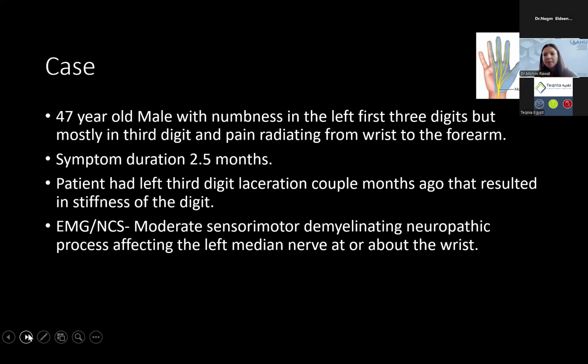So it can be a confusing picture because although this is typical for median neuropathy at the wrist, there are also other confounding factors here. So EMG and NCS studies showed a moderate sensory motor demyelinating neuropathic process affecting the left median nerve at or about the wrist. So you may just say, okay, my work is done here.